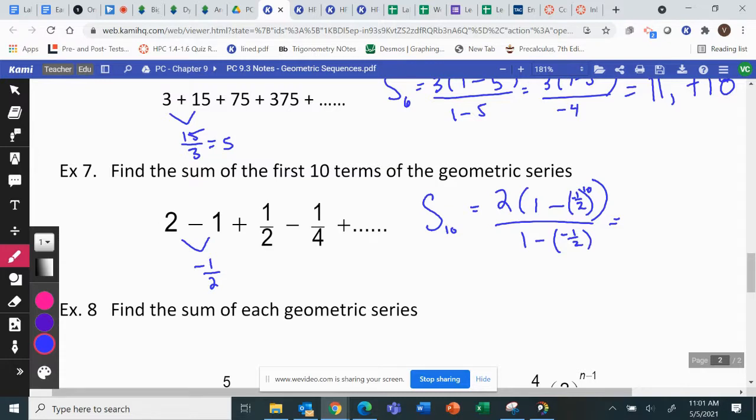Caroline, what'd you get? 1,025 over 768. Did anybody else get that? Yeah. It's not what I got. I could be making a mistake, but it's not what I got. John, what'd you get?